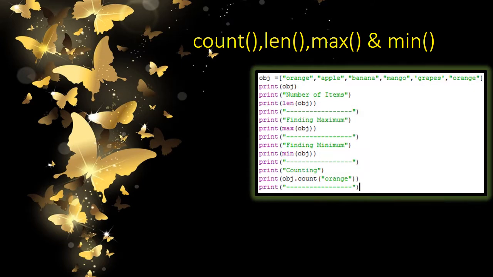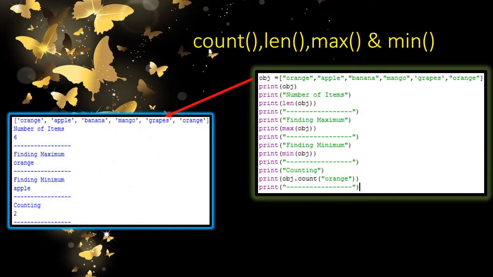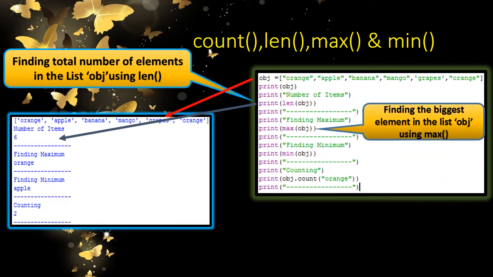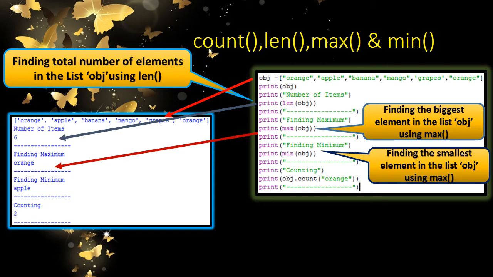Next, the length function is used to count the number of elements in the list. So there are totally 6 elements in the list. In that list the maximum element is orange, because alphabetical order is checked, since strings are given. We can also check using the ASCII value: capital E starts from 65 and small e starts from 97. The minimum value is apple.